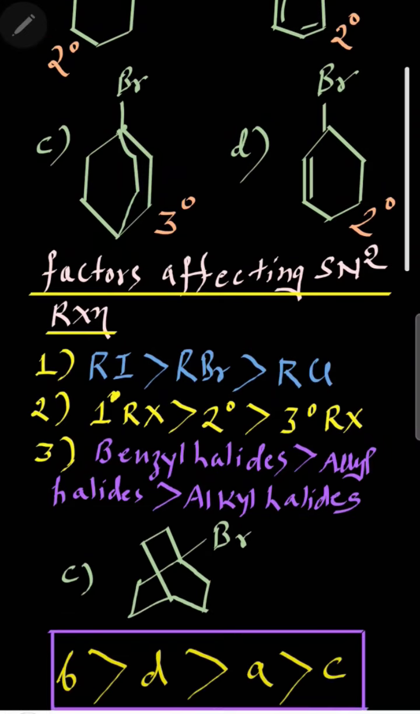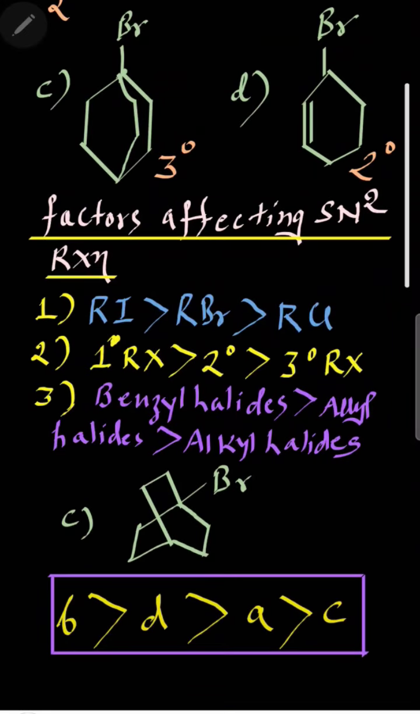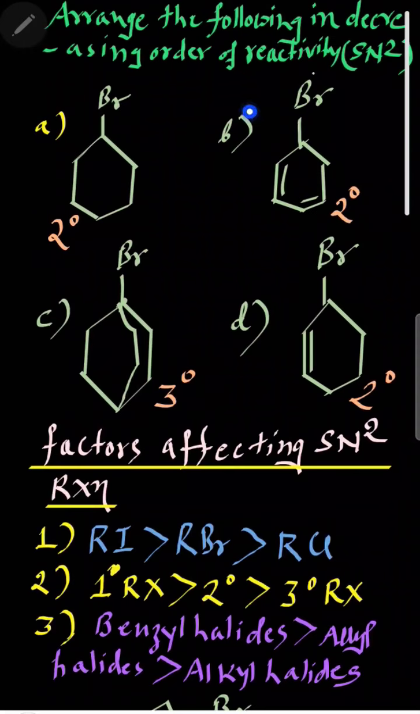And then if I draw the structure for this compound C, you can see it is a bicyclo compound and it is at the bridgehead position, and at this bridgehead position it is almost impossible to have the planar transition state. So two factors are actually operating against the SN2 reaction for this particular compound. First, it is tertiary in nature. Second, you will not have the planar transition state, while this planar transition state will be very beautifully achieved in case of B, and then finally D.